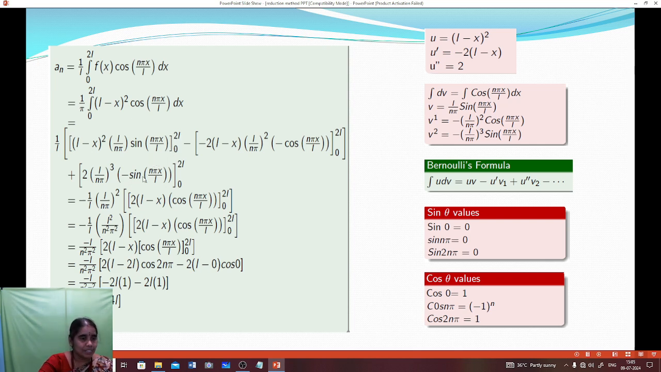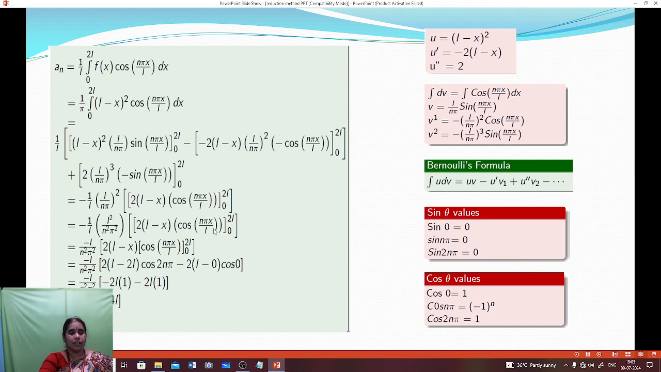Similarly, just leave our last term also. Here the last term also contains a sin term, of sin of L and sin of 0, both having 0, so no need to solve the first term and the last term. It takes only our middle term.